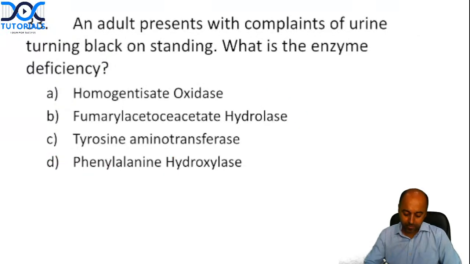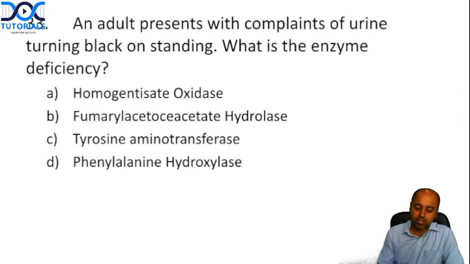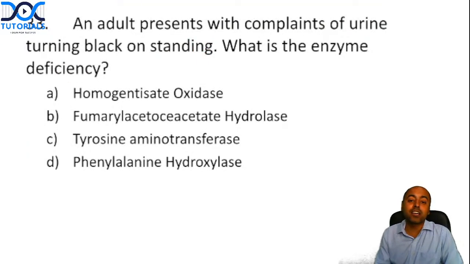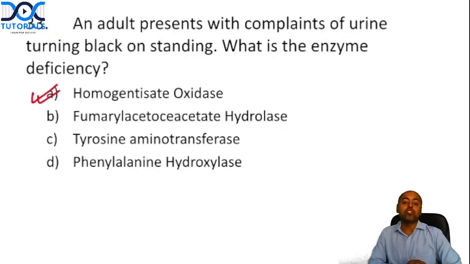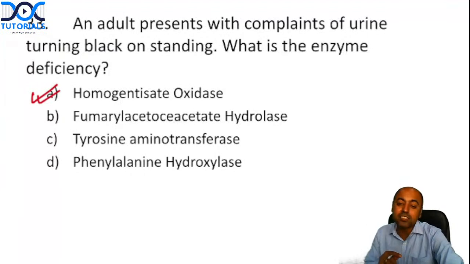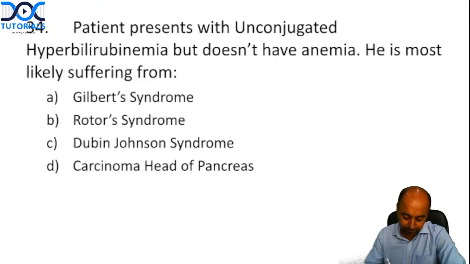Okay. Question number 33. An adult presents with complaints of urine turning black on standing. What is the enzyme which is deficient? So obviously this is a case of alkaptonuria, and the deficient enzyme is homogentisate oxidase. We had seen all the enzymes and the disorders previously. So this is a case of homogentisate oxidase deficiency.